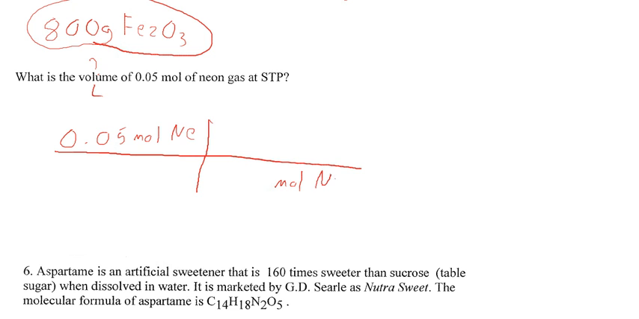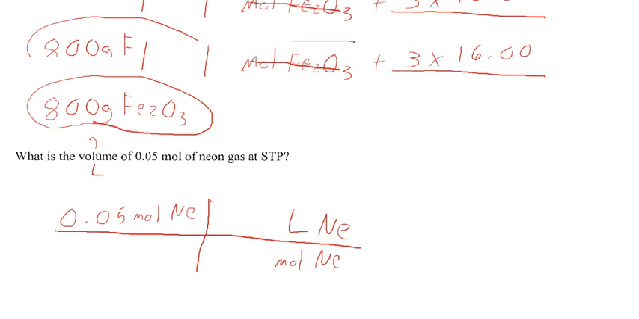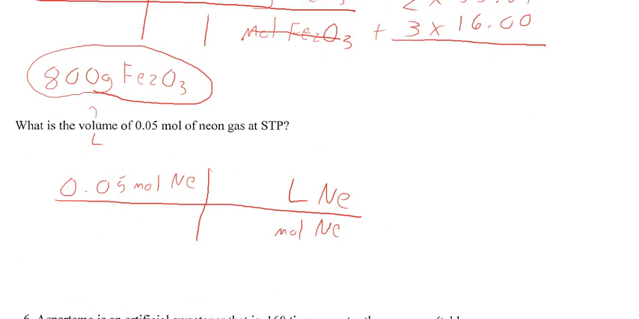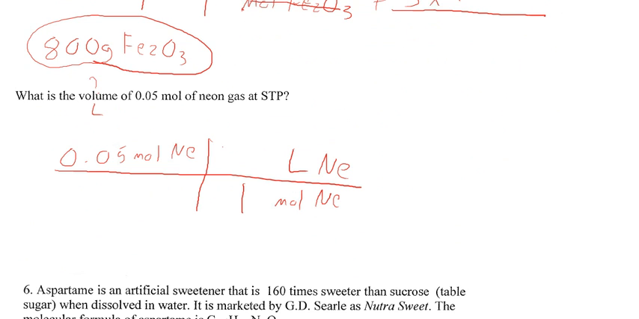Moles of neon must go here, and I'm going to convert to liters of neon, and my conversion factor is 1 mole equals 22.4 liters. So 1 mole equals 22.4 liters. Cancel out the units that we don't need. We are left with liters of neon, which is what we were trying to solve for.